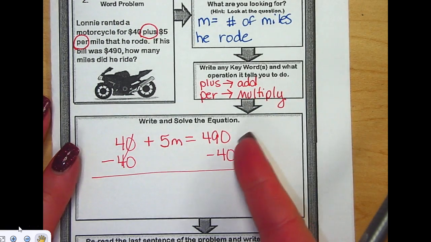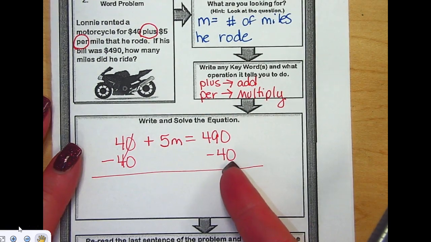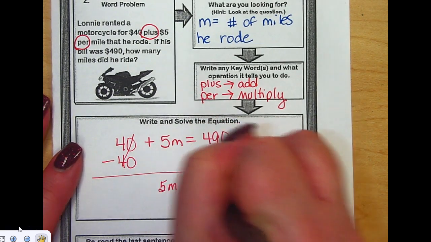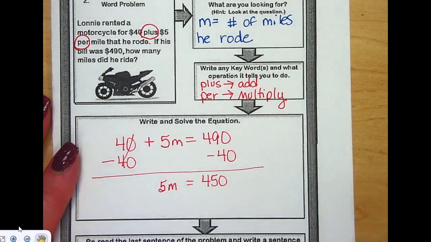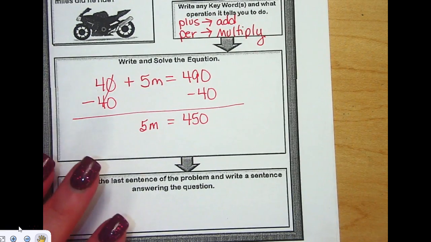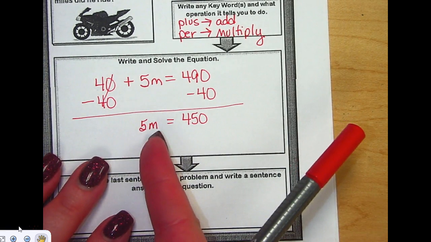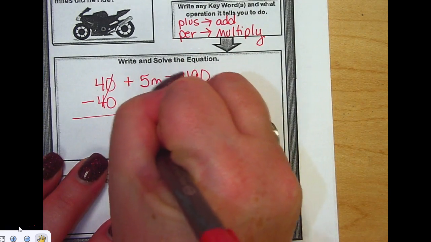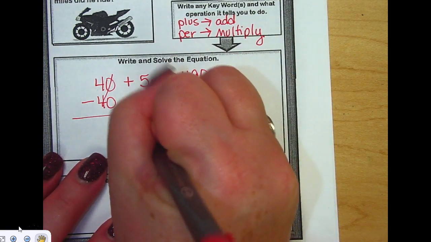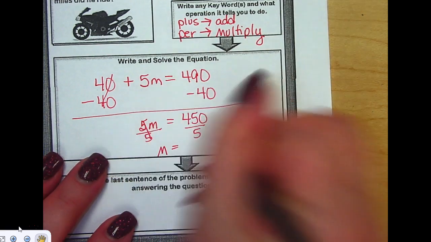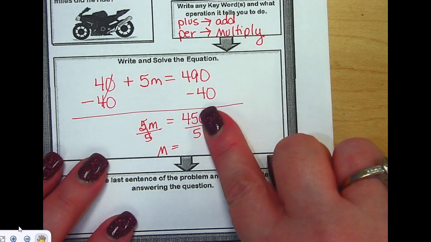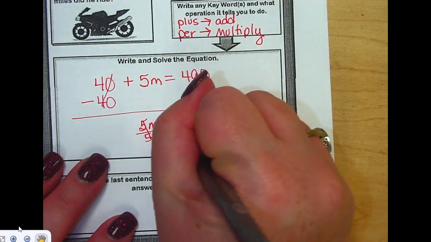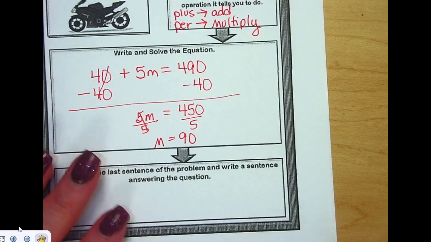He paid $490, but we take the 40 off just for renting the motorcycle, and then we're left with $5 per mile equals $450. So $5 per mile, and that equals the $450 that we have left. Divide by the 5, divide by the 5, and we are left with the miles equals, I'm going to use some mental math, 45 divided by 5 is 9, and bring my 0 down. 90.